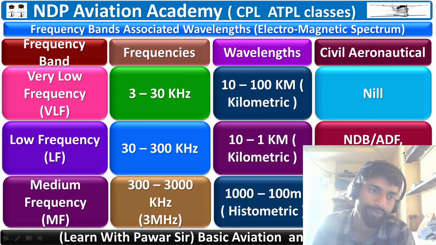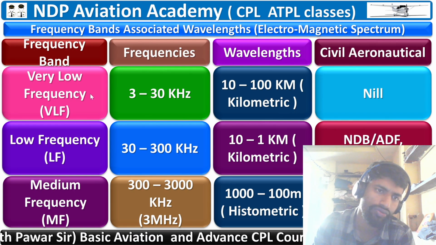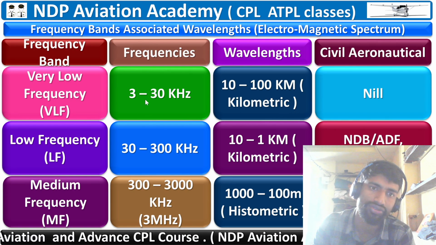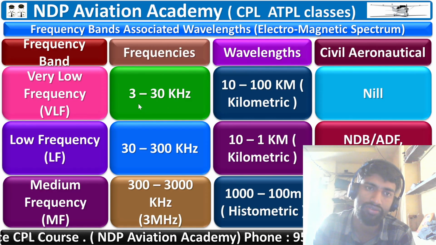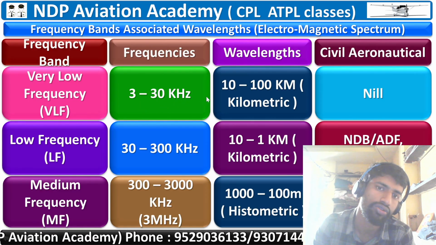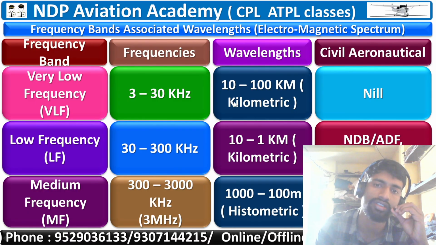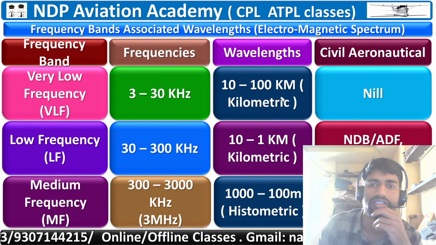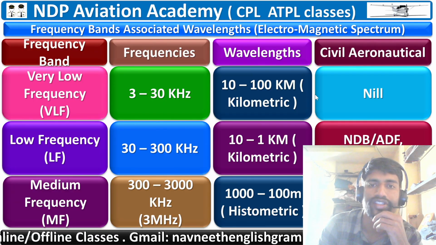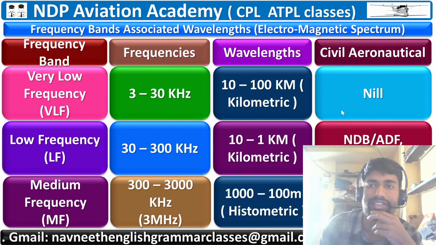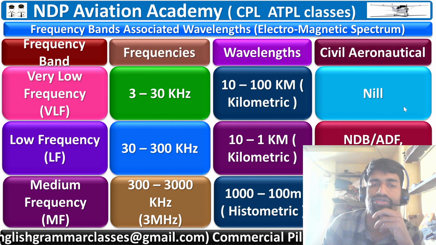So I repeat again, very low frequency, VLF, we don't use in aviation. It starts from 3 to 30 kilohertz, and the wavelength is 10 to 100 kilometers, myriametric you can say, and in civil aeronautical we don't use this frequency.